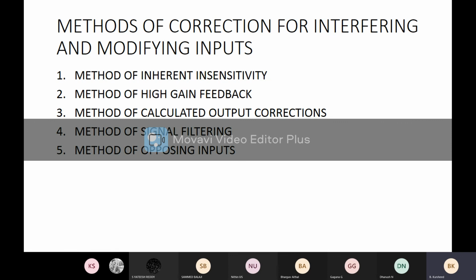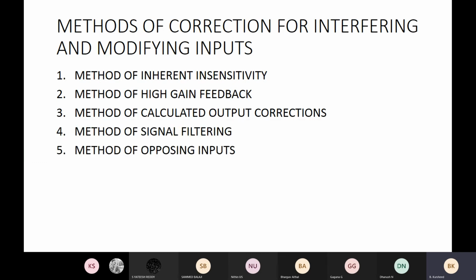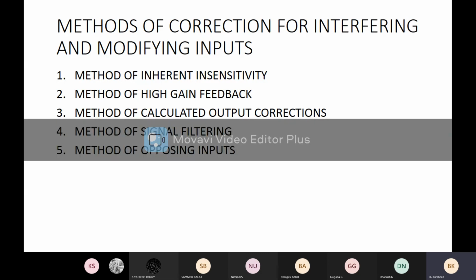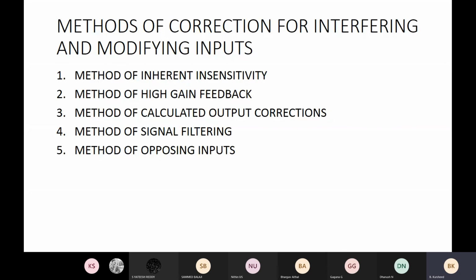Calculated output correction means whenever any measuring instrument is there, the user or designer must know the effect of interfering as well as modifying inputs, its value, and what amount of that value is affecting the output. Based on that information, it becomes possible to calculate the errors in the output caused by interfering and modifying inputs. Thus, the correction can be applied to the measured output to compute the output corresponding to the desired input.